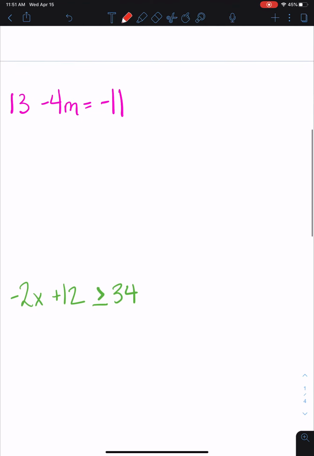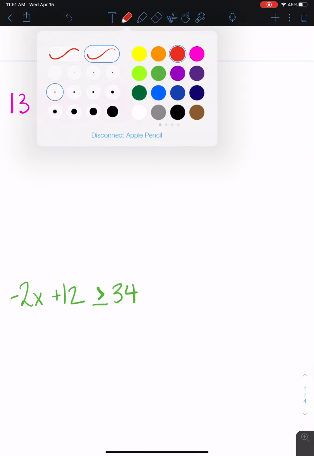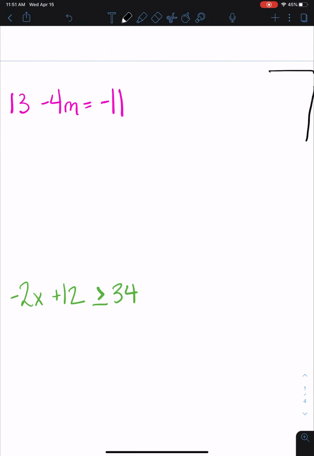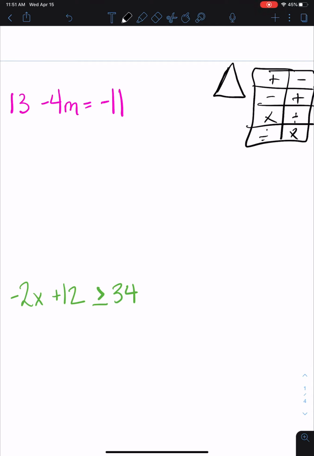All right. I'm going to go ahead and draw my inverse operations again. Just real quick. Add, subtract, subtract, add, multiply, divide, divide, multiply. And then for multiplication, a negative and a negative is a positive, a negative and a positive is a negative, and so on.